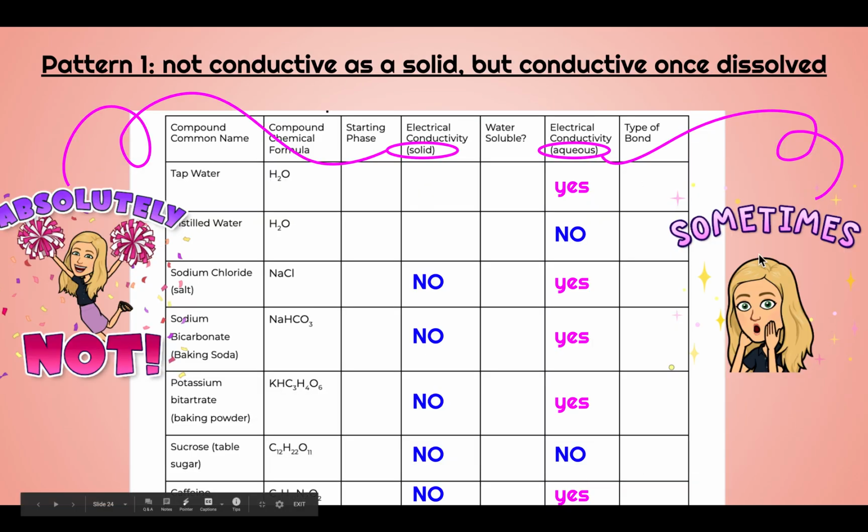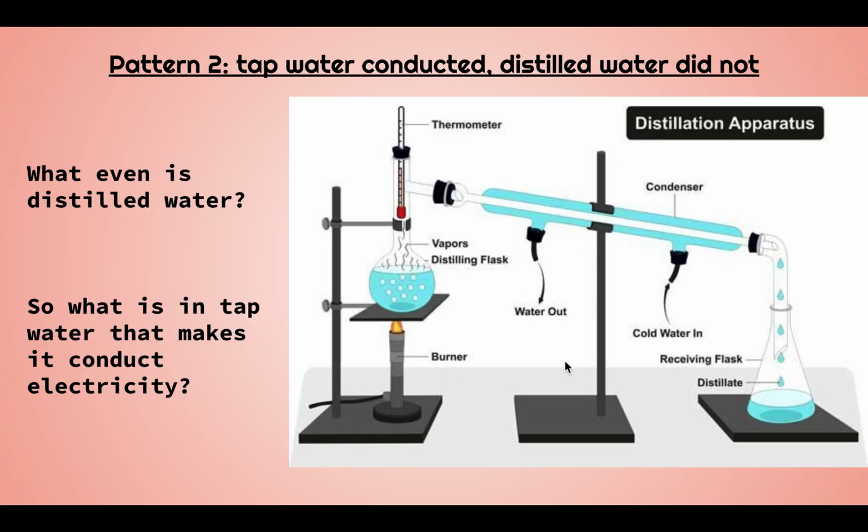And then I asked you what type of bond, so what I wanted you to do here is answer ionic or covalent. And there was information about how you recognize this based on the electricity on the first page of the lab. Okay, the second pattern is that tap water conducted electricity, but distilled water did not.